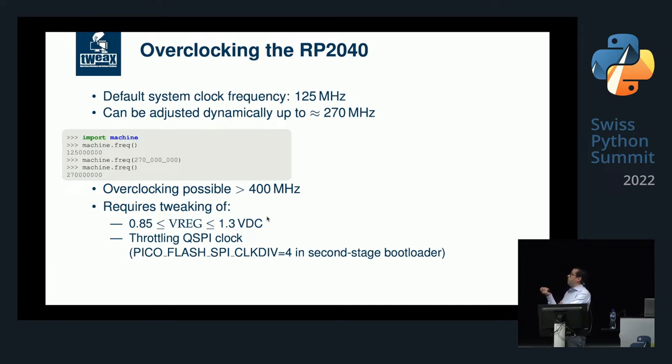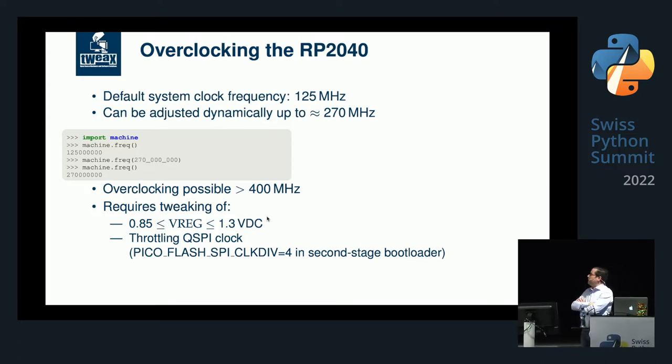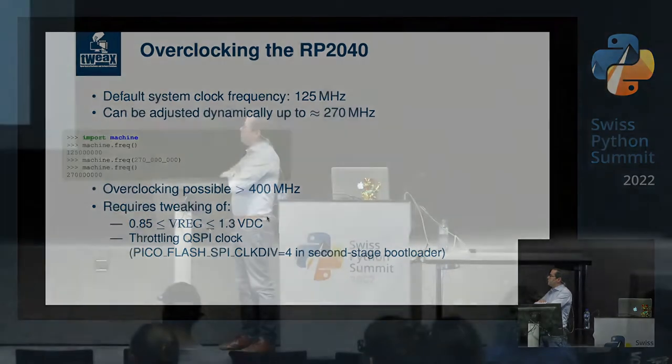If you go above, your Pico or RP2040 will crash, and you will have to power cycle it to make it alive again. This is because the memory chip is just too slow to handle it. But people have done overclocking of more than 400 megahertz, though it requires that you tweak, on one hand, the core voltage, and on the other hand you need to throttle the QSPI clock so that your memory can still follow.